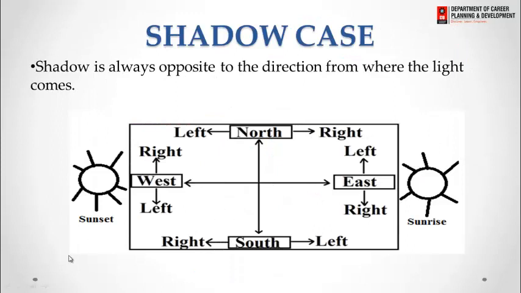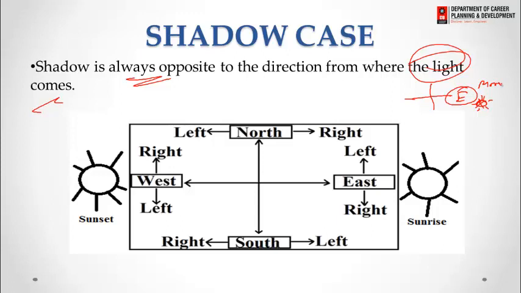Now next we have the concept of shadows. In this, what we need to understand is that the shadow is always opposite to the direction from where the light comes. That means in the morning time the sun is in the east, whereas the sun is in the west if it is evening. That we need to understand.